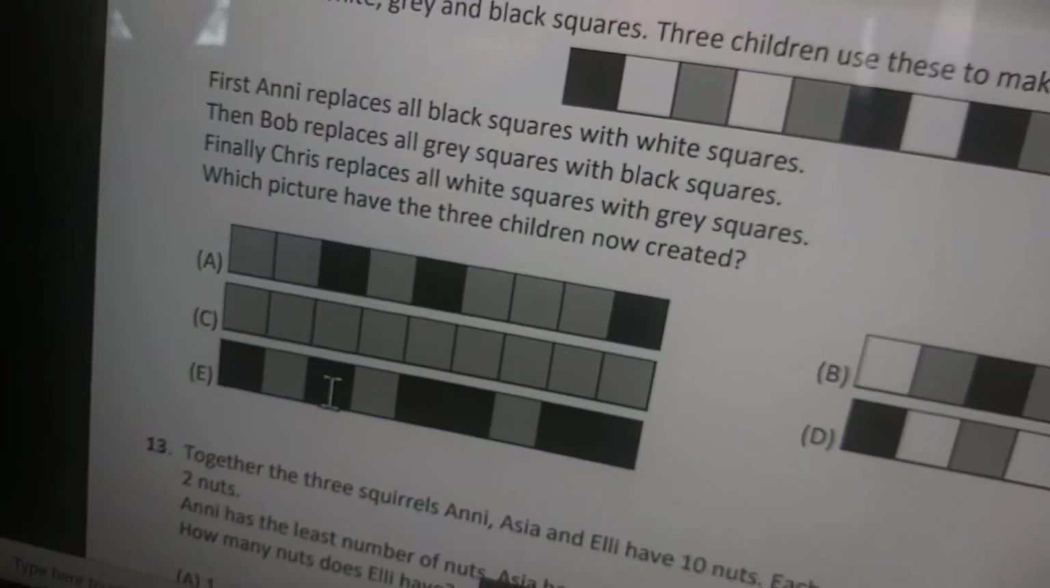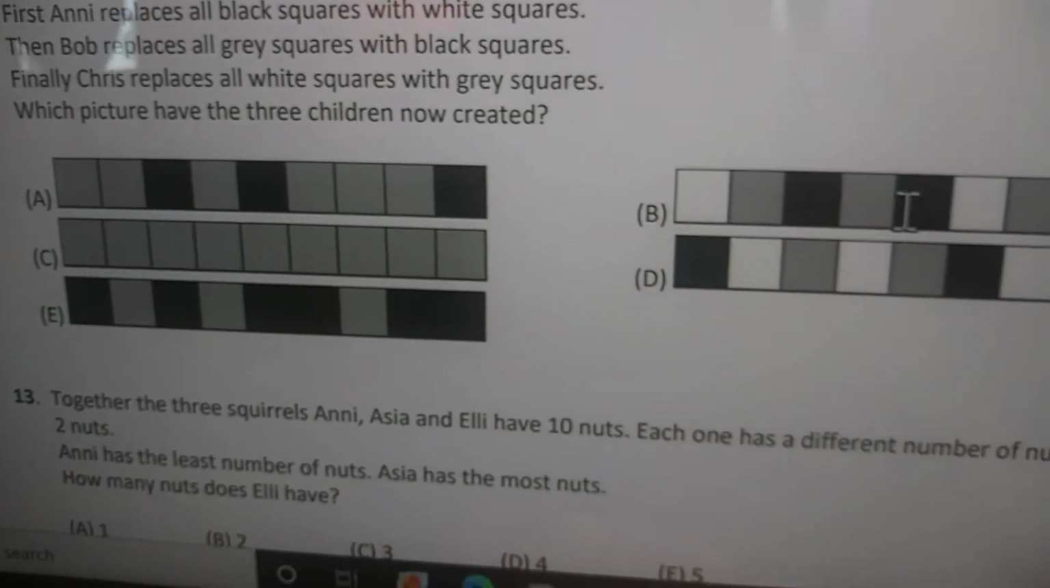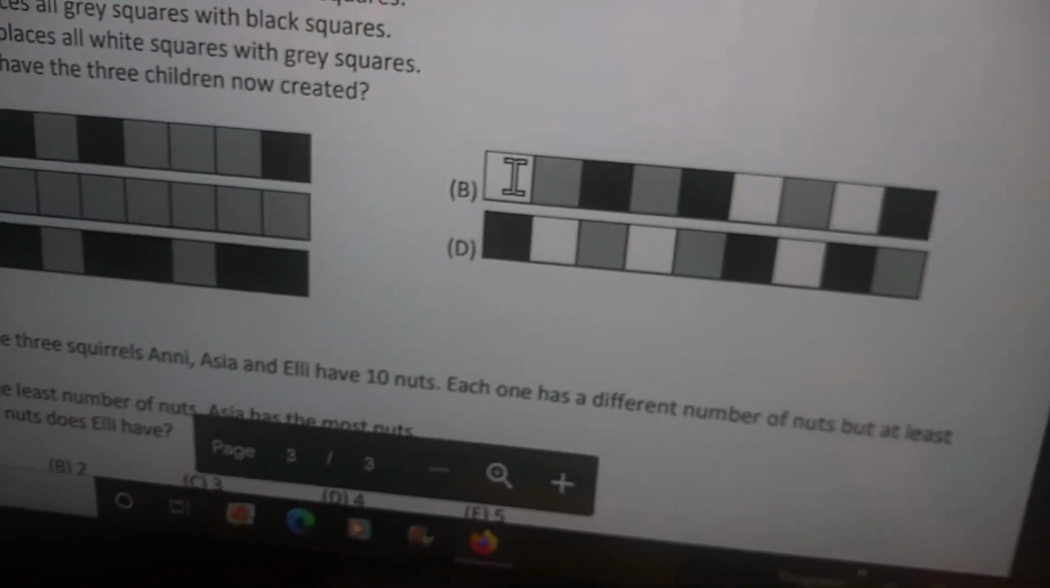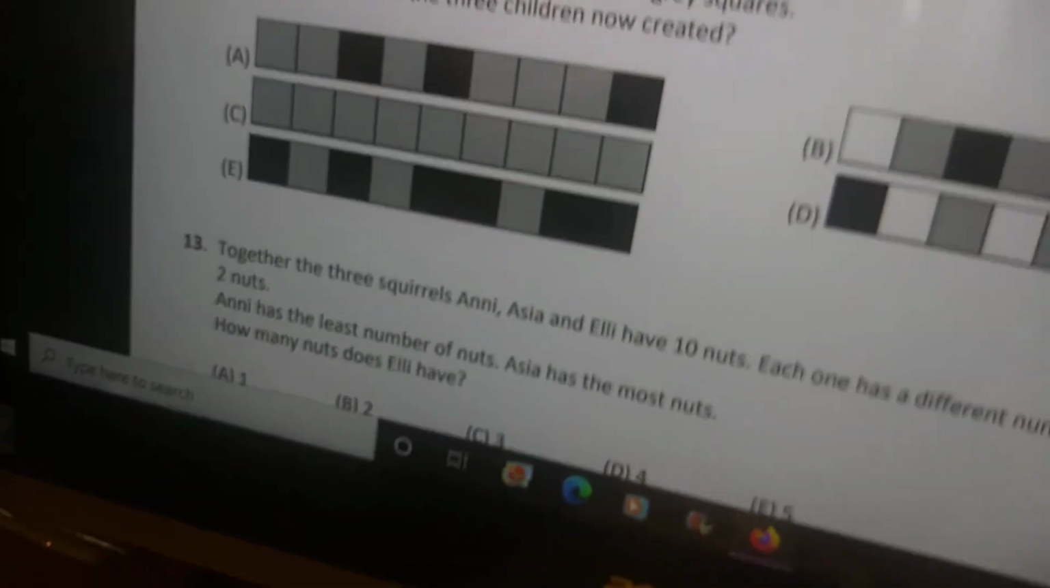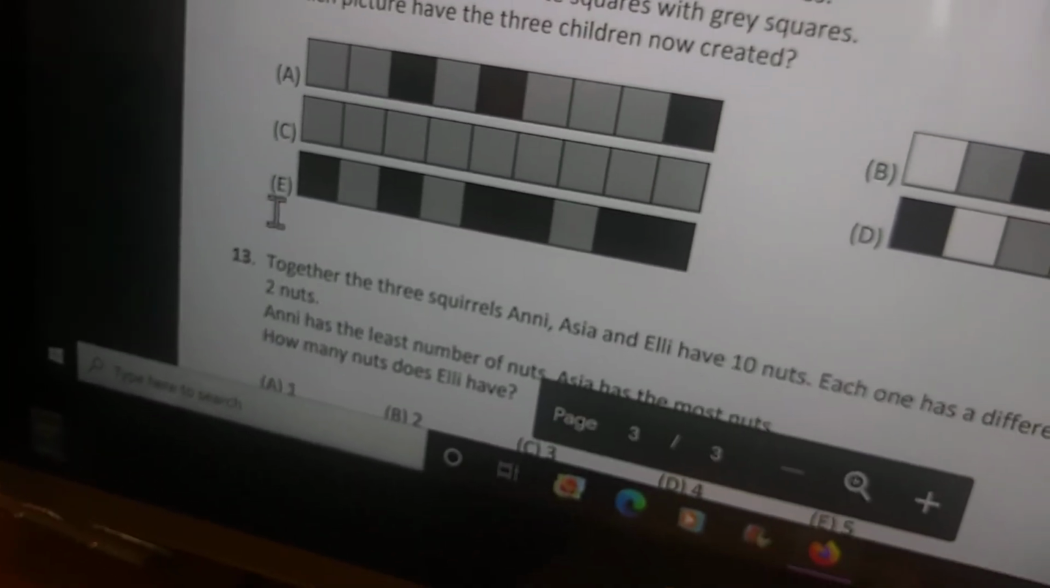So what do we do next? Which picture is the one that the 3 children have created? So that's what we're going to do right now. We're going to check. So by process of elimination, anything with white in it is not the answer because we already replaced that, as you can see in the last step. And this statement right here, finally Chris replaces all white squares. So B and D is wrong. However, we have black and grays left. So it can't be C because C is all gray. So it leaves A and E.